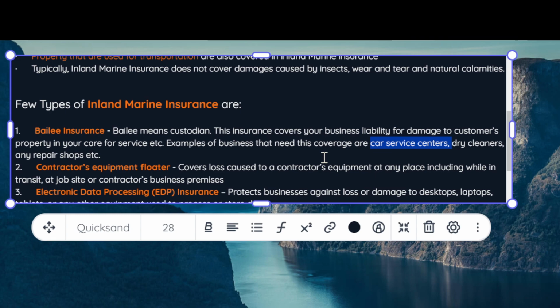The second one is contractor's equipment floater coverage, right? It covers loss caused to a contractor's equipment at any place. So as a contractor, you're working with equipment at any place, at a warehouse or at a site. Those goods can be covered if you own a contractor's equipment floater.